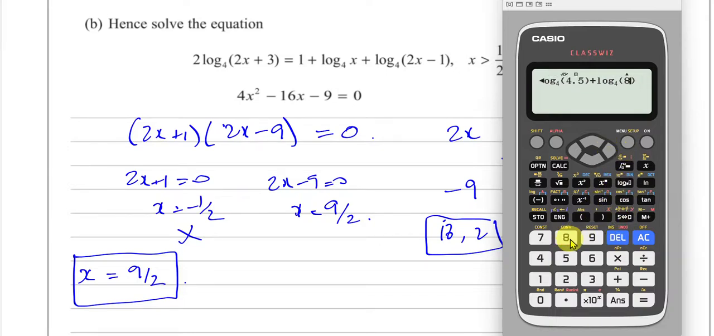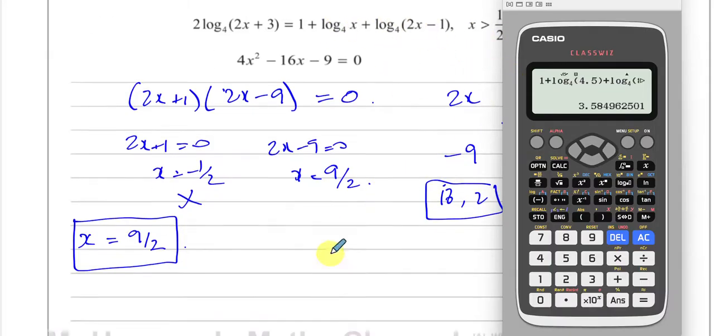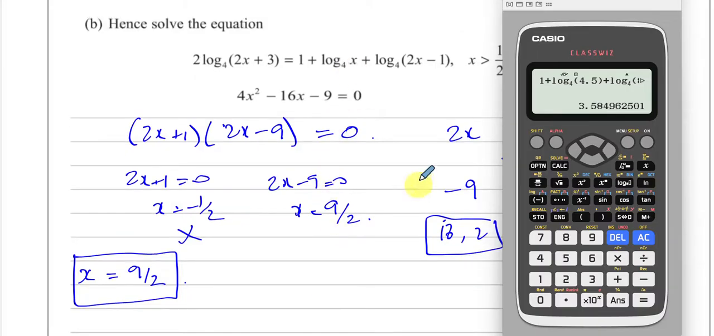So 8 in there. That should give us exactly the same answer, and it does. So when I put 4.5 as x in here, it gives me the same answer as putting 4.5 as x in here, and we get the right solution. Okay, and if we try to put negative a half, it's going to cause this to be undefined. All right, so negative numbers, you cannot put a negative number inside the log function.